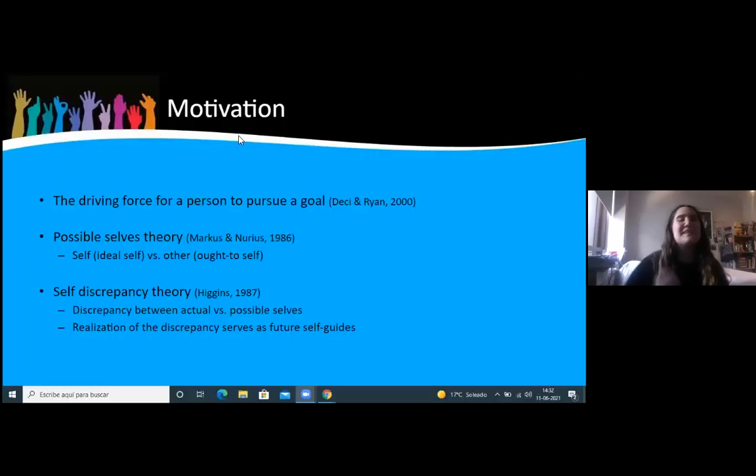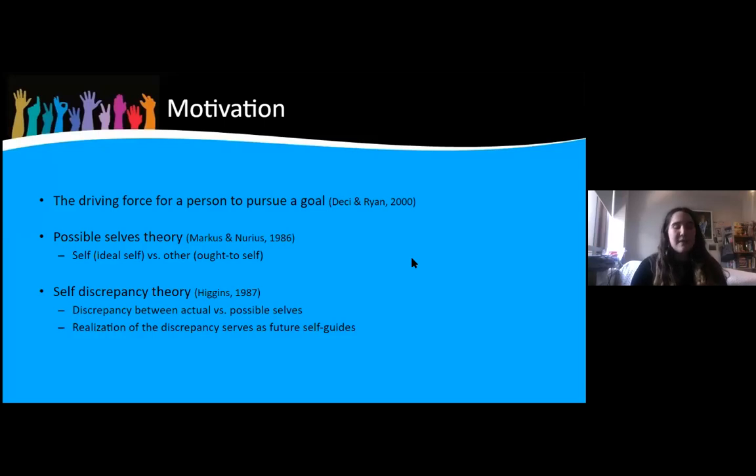And there's a couple of grounding theories that kind of lead you in the way of motivation. First is the possible selves theory brought forth by Marcus Aurelius during 1986, which deals with the ideal self and the ought-to self, like what you would like yourself to be versus what you think others expect of you.